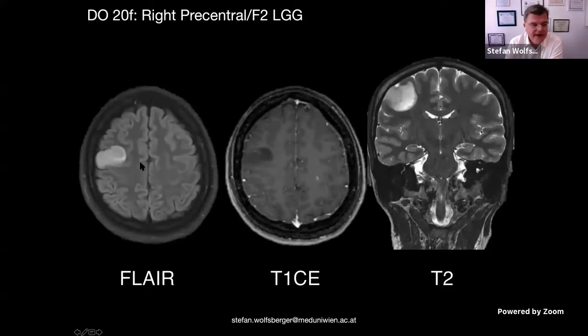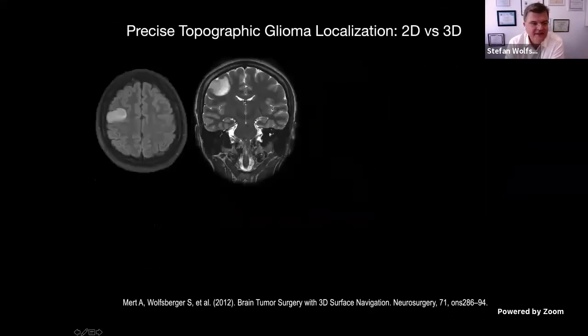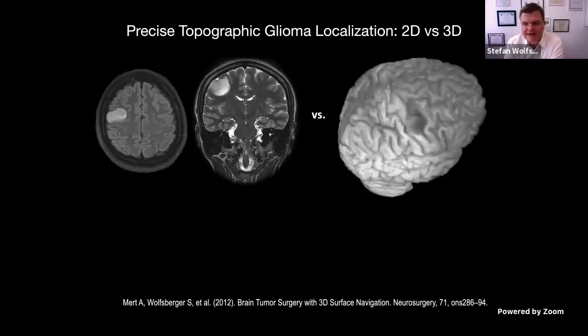So here you see the pathology on FLAIR and T2. And it's probably a low-grade glioma. As you see, there's no contrast enhancement. And here are some additional images, but we wouldn't expect any amazing choline NAA ratio or any perfusion enhancement. But this was interesting because most of our people, when we showed this picture, got the anatomical position of this glioma wrong. So we had the idea, let's try to find out what is better, 2D or 3D.